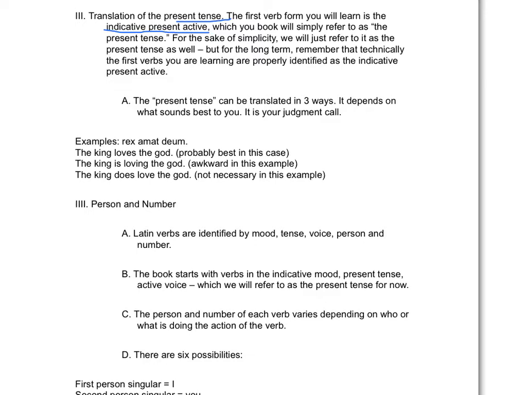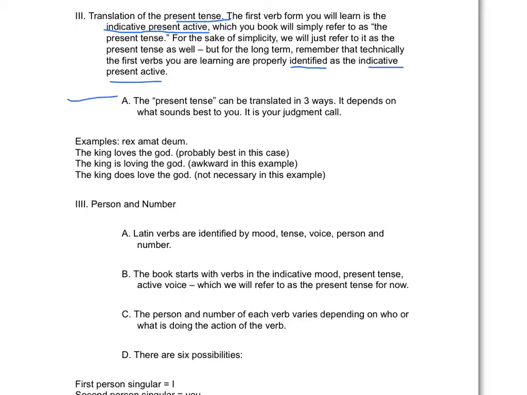But for the long term, please remember that technically, the verbs that you are learning in these early chapters are properly identified as the indicative present active. That's a more complicated way of identifying it, so we'll keep it simple for now. But in later chapters, you will have to understand what the indicative is, that's the mood, the present is the tense, and the active is the voice. For now, when we're translating the indicative present active, I'll follow the textbook and just call it the present.